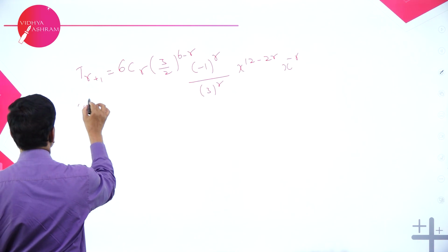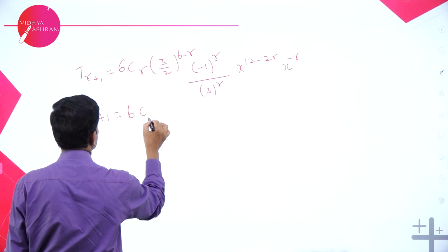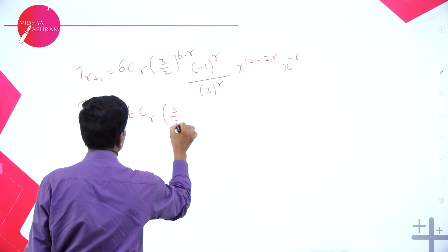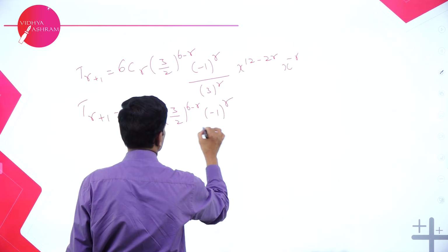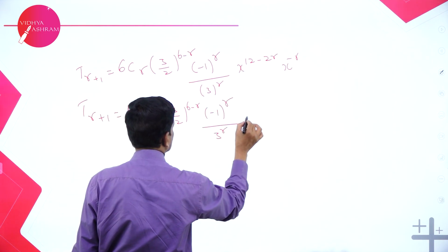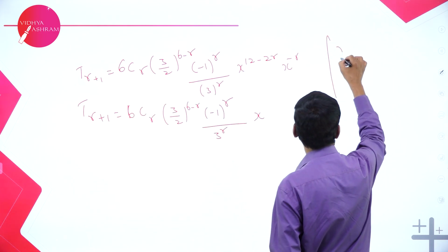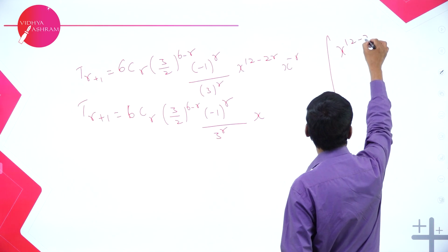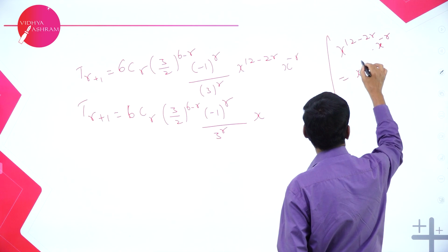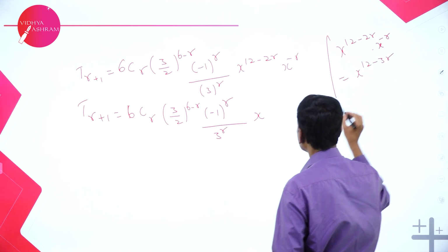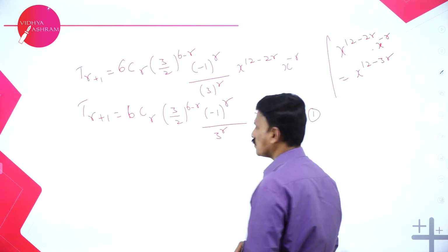So therefore T(r+1) is equal to 6Cr (3/2)^(6−r) (−1)^r divided by 3^r into, according to the law of indices, x^(12−2r) into x^(−r) is x^(12−3r). This is equation number 1.